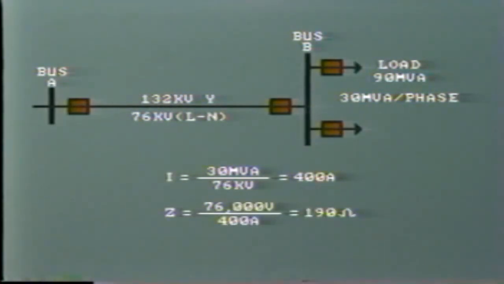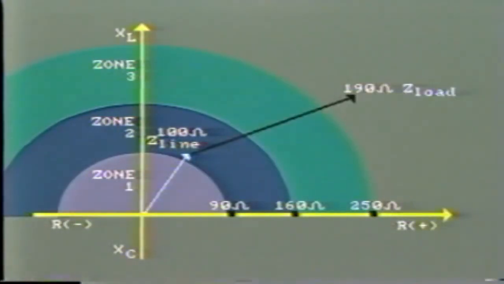Dividing current into voltage, we get 76,000 volts divided by 400 amps equals 190 ohms. This is the impedance of the load. Let's say the load is operating at a power factor of 0.9, that is about 25 degrees lagging. The load impedance can be shown off bus B on the circle diagram like this. But the relay measures the total impedance, that is, the load plus line conductors. So we must add these values vectorially on our circle diagram.